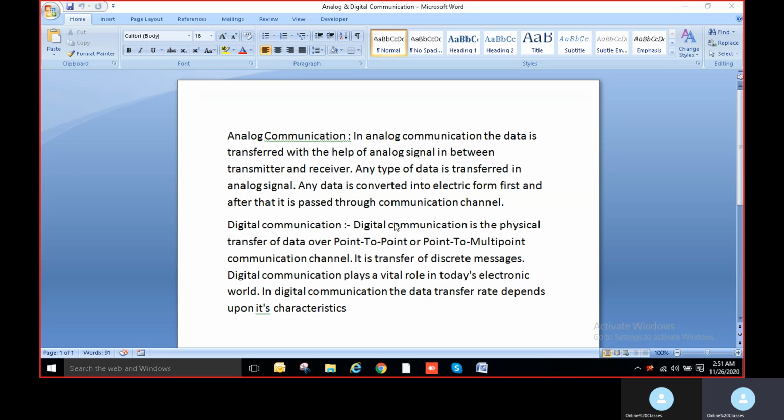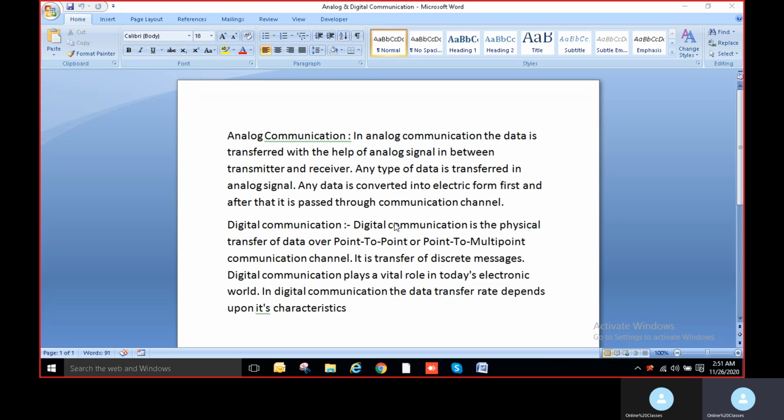In analog communication, data is transferred with the help of an analog signal between transmitter and receiver. Any type of data is transferred as an analog signal. Any data is first converted into electric form, and after that it is passed through the communication channel. So this is our analog communication, which was followed by 1G.